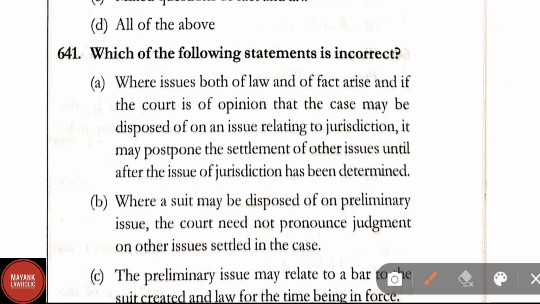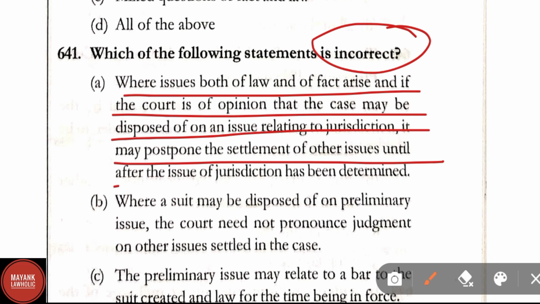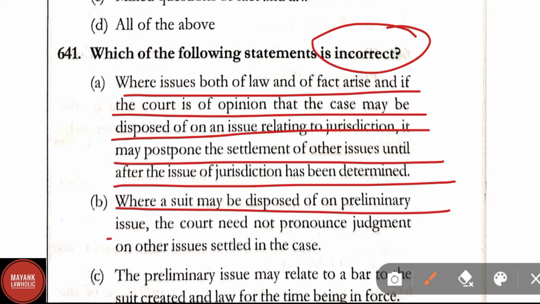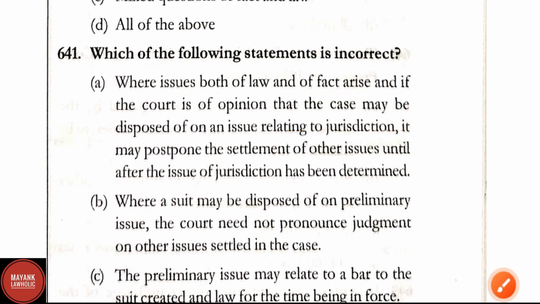Question number 641. Which of the following statement is incorrect? Option A, where issues both of law and of fact arise, and if the court is of the opinion that the case may be disposed of on an issue relating to jurisdiction, it may postpone the settlement of other issues until after the issue of jurisdiction has been determined. Option B, where a suit may be disposed of on preliminary issue, the court need not pronounce judgment on other issues settled in the case. Here it has been asked which of the following is incorrect. Option B here is incorrect, therefore it will be the right answer.